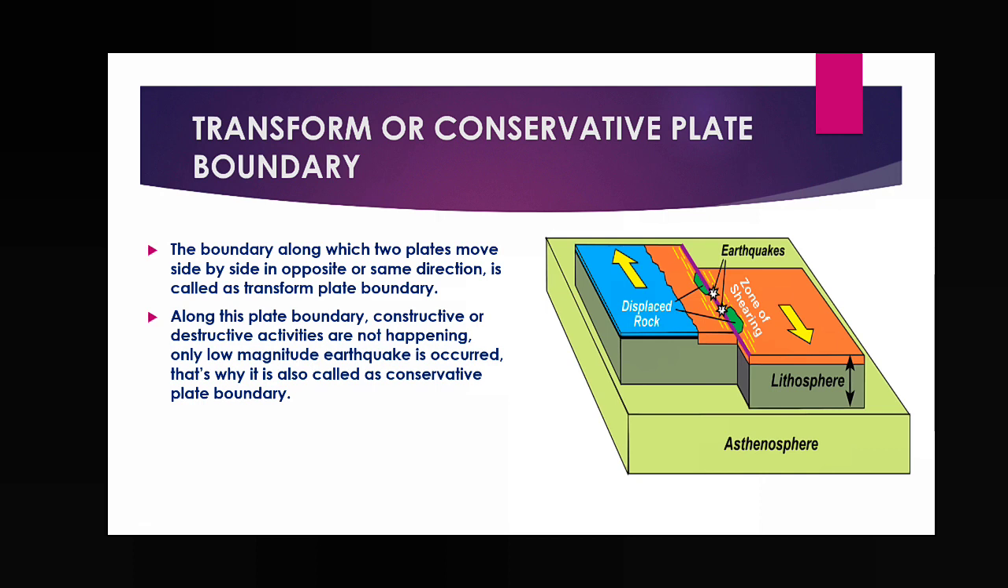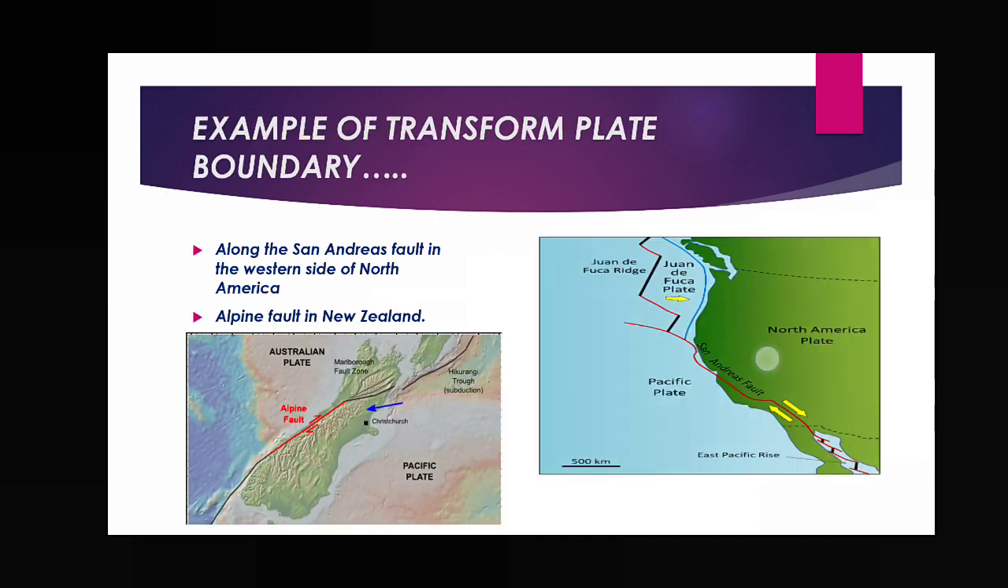And that type of destructive or constructive activity is also not visible, and that's why it is called conservative, because no such changes, no destructive or constructive activity occur. Only low magnitude earthquakes occur, and that's why it is called conservative, because it is not destroying and it is also not constructing anything.